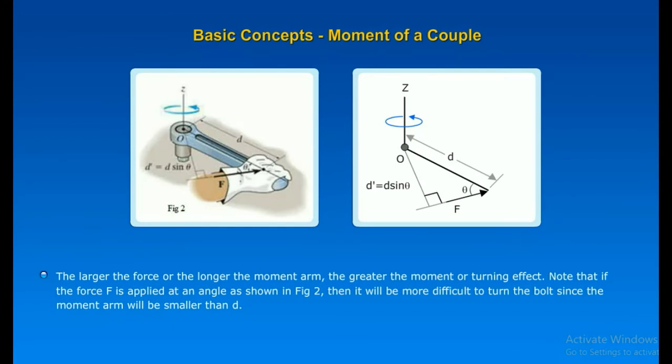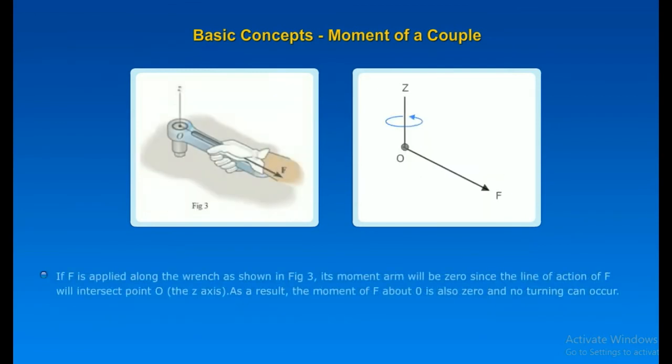Note that if the force F is applied at an angle as shown in figure 2, then it will be more difficult to turn the bolt since the moment arm will be smaller than d. If F is applied along the wrench as shown in figure 3, its moment arm will be 0 since the line of action of F will intersect point O, the z-axis. As a result, the moment of F about O is also 0 and no turning can occur.